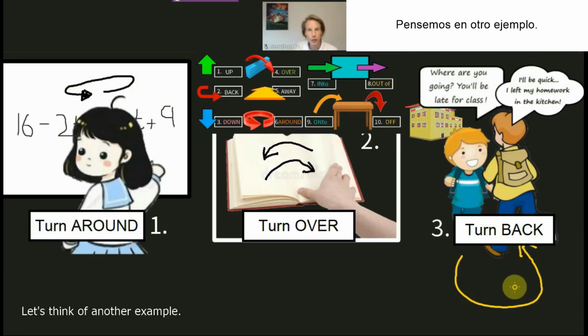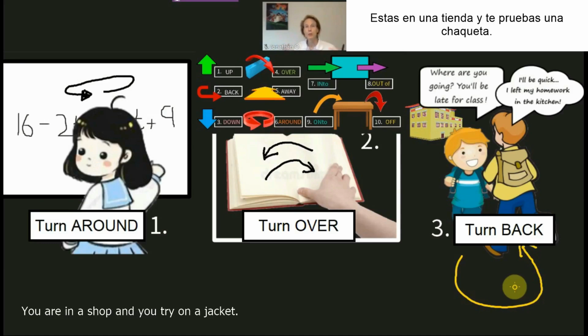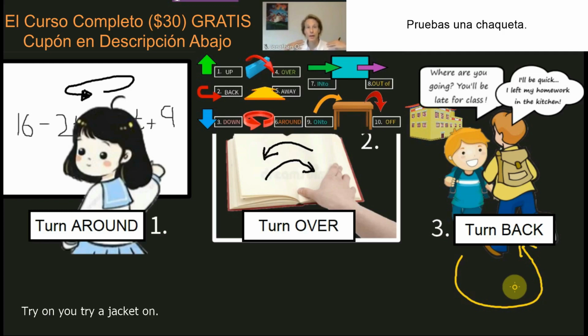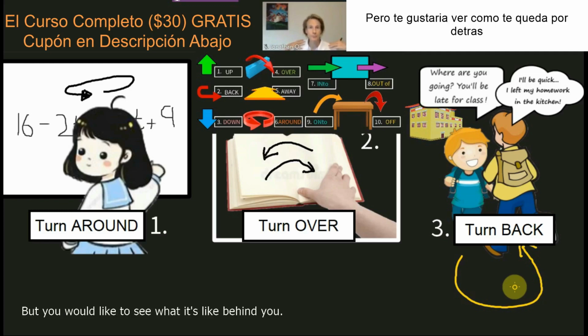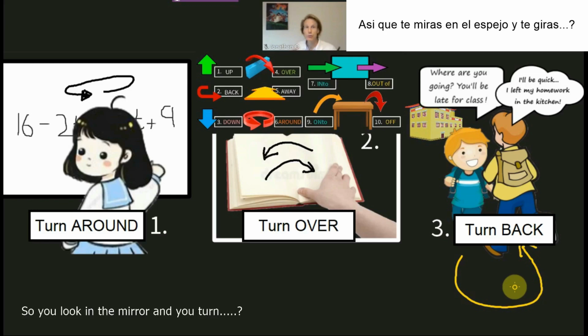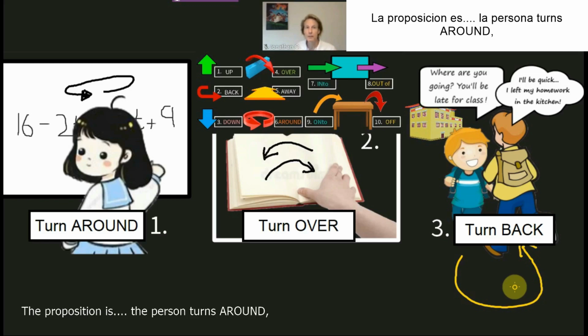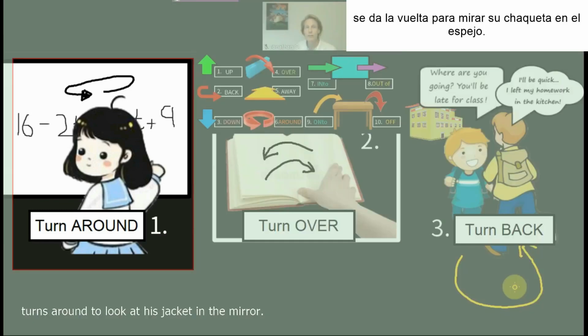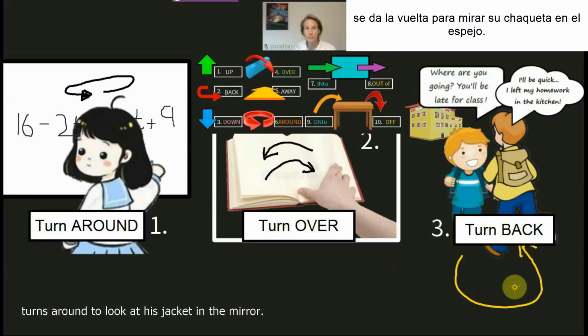Let's think of another example. You are in a shop and you try on a jacket. Phrasal verb, try on. You try a jacket on. But you would like to see what it's like behind. So you look in the mirror and you turn. The preposition is around. The person turns around to look at his jacket in the mirror.